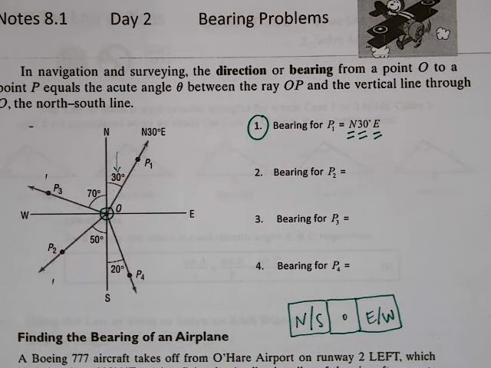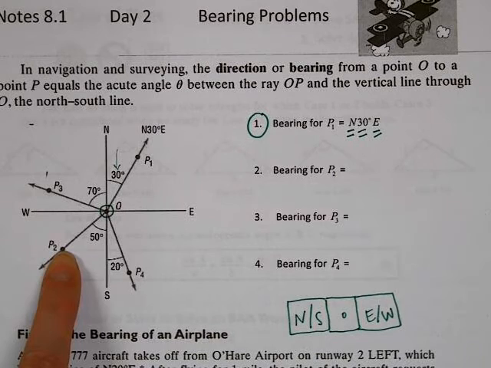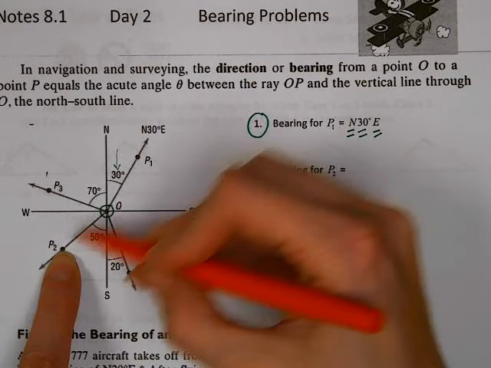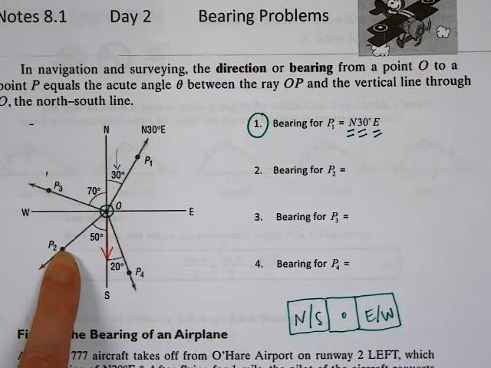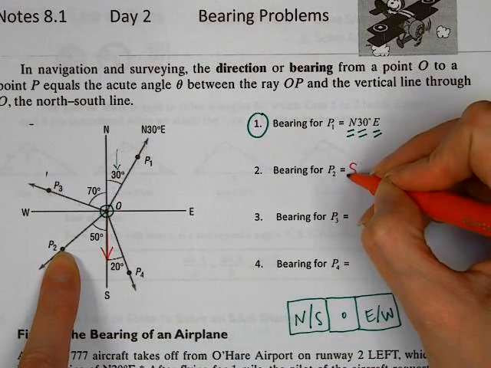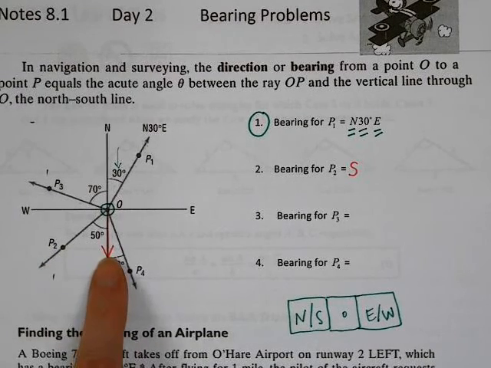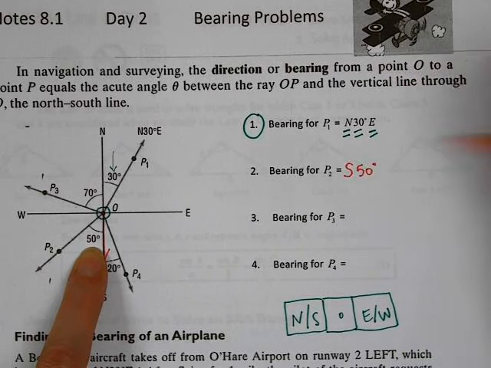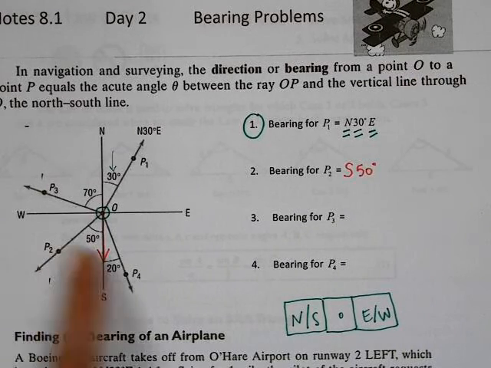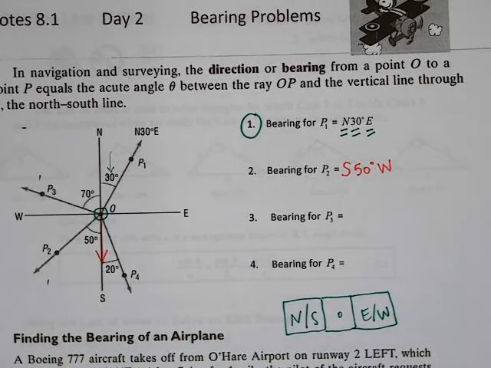All right, so let's try one. Let's say you're trying to get from the origin to point 2, which is down here. Okay, so to get from the origin to point 2, we always go north or south first. Since we're going down, we're going to put south. And then we're going to see what degree we went from this north-south line to P2. So that's 50 degrees. But what direction? Well, P2 is west of this line. So south, 50, west.